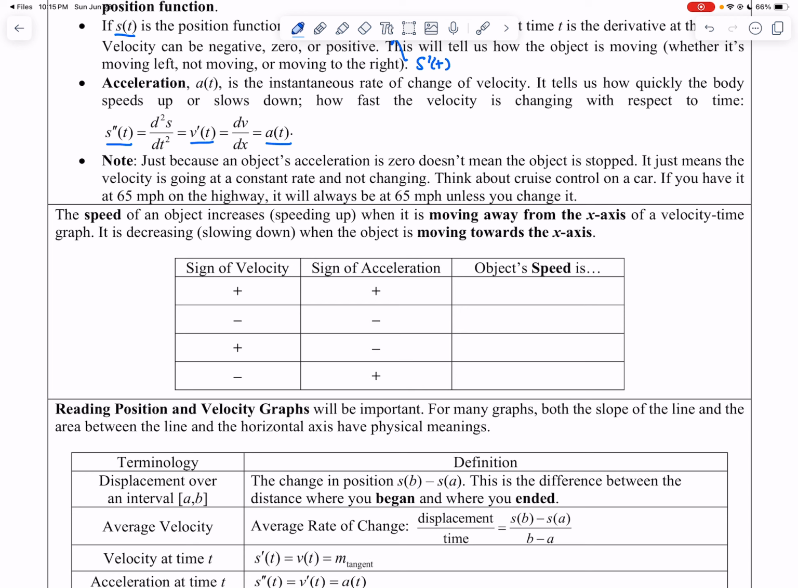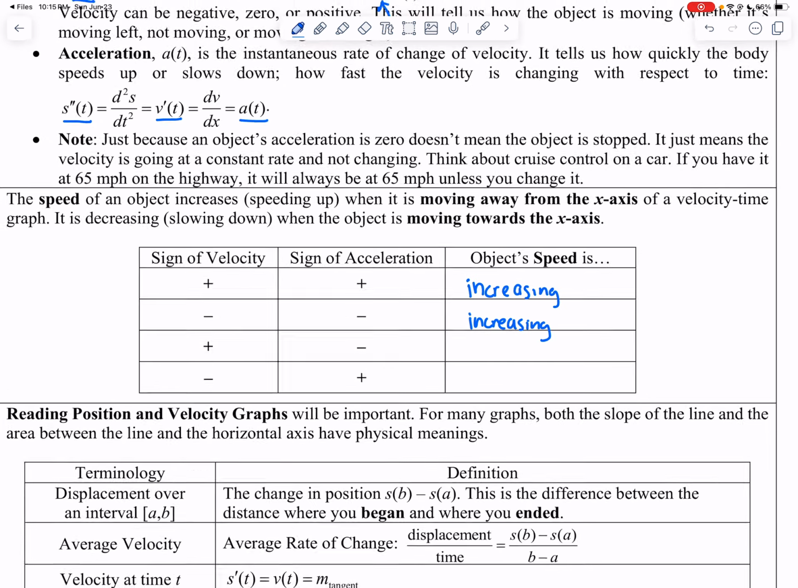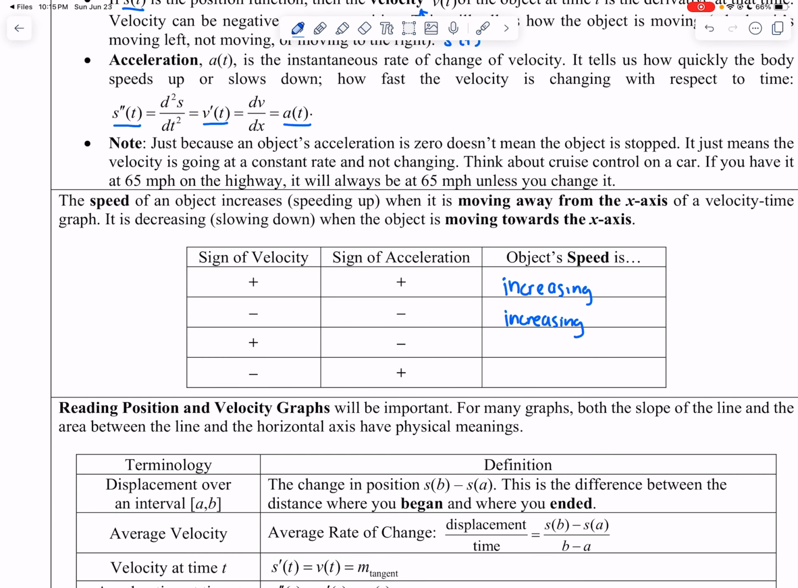All right, the speed of an object increases, or it speeds up, when it is moving away from the x-axis, and the speed is decreasing when the object is moving towards the x-axis. So here, if my velocity is positive and my acceleration is also positive, then the object's speed is increasing. If my velocity is negative and my acceleration is negative, then my speed is increasing. And we're going to look at a graph to see why this makes sense.